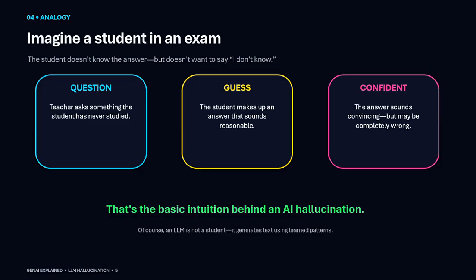So here is a simple analogy. Imagine that you are a student in an exam. The teacher asks you a question you never studied, but instead of saying I don't know, you decide to make up an answer. You explain it confidently, it sounds convincing also, but deep within, you know that it's completely wrong. So, that is a simple way to understand the idea behind an AI hallucination. And of course, an LLM is not actually a student, it generates text based on patterns it learned.